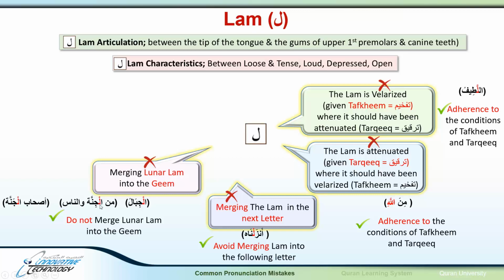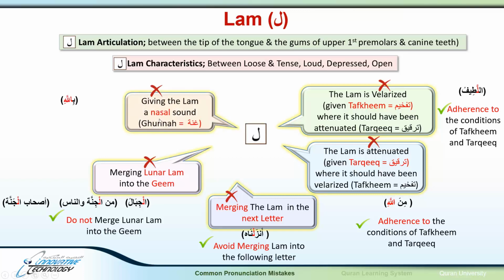Min al-jinnati. Al-jibal. There is no idgham, no merging for the lam, and the lam should always be existing in those cases. The last mistake is giving ghunna for the lam, a nasal tone. Billah. And that's wrong. And the right way of pronouncing it is like this. Billah, not billah. That's wrong. Ghunna should not be associated with the lam.